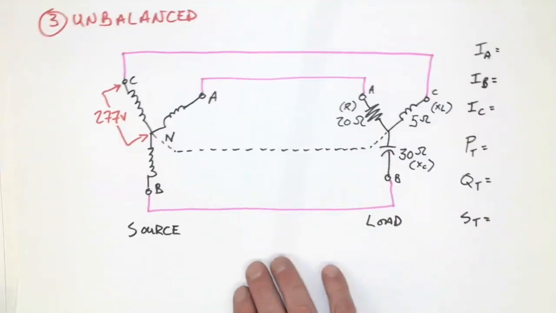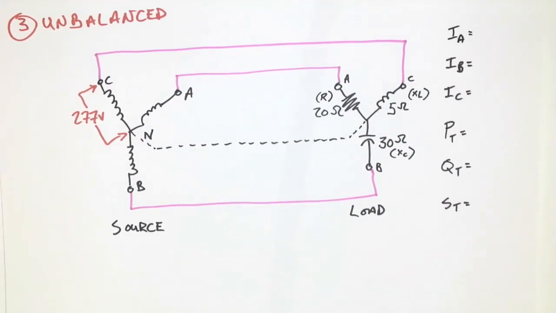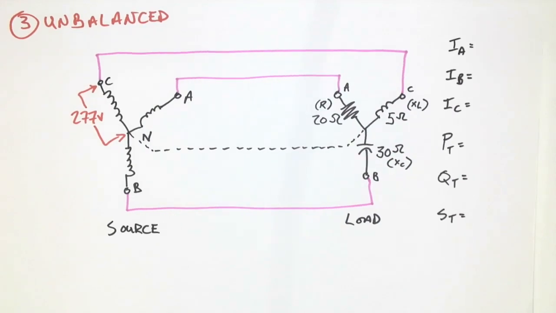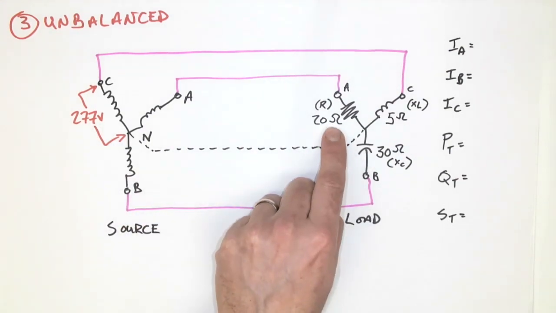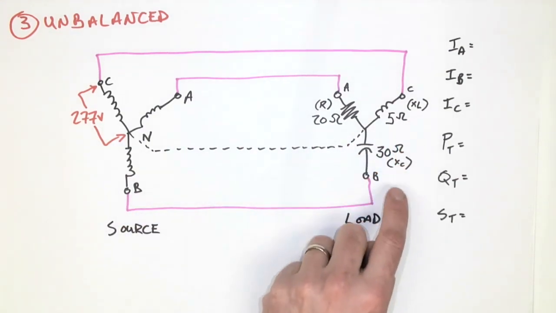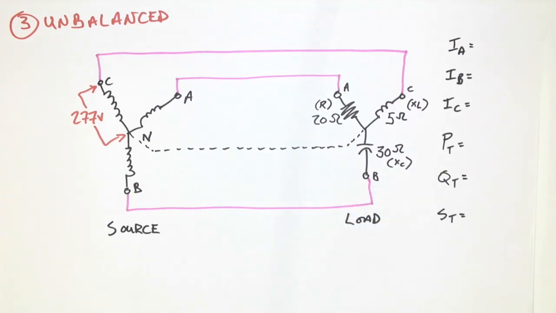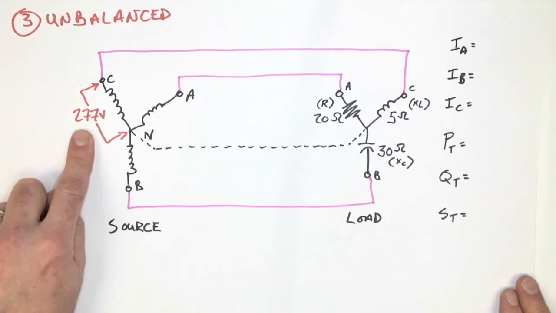Well, let's try one that has no or very little information provided and see if we can't come up with a few answers. So on this system here, I provided a voltage and indicated what type of components we have on the load side, as well as how many ohms each one is represented by. The first thing I'm going to do is take this voltage and apply it to a few different places.